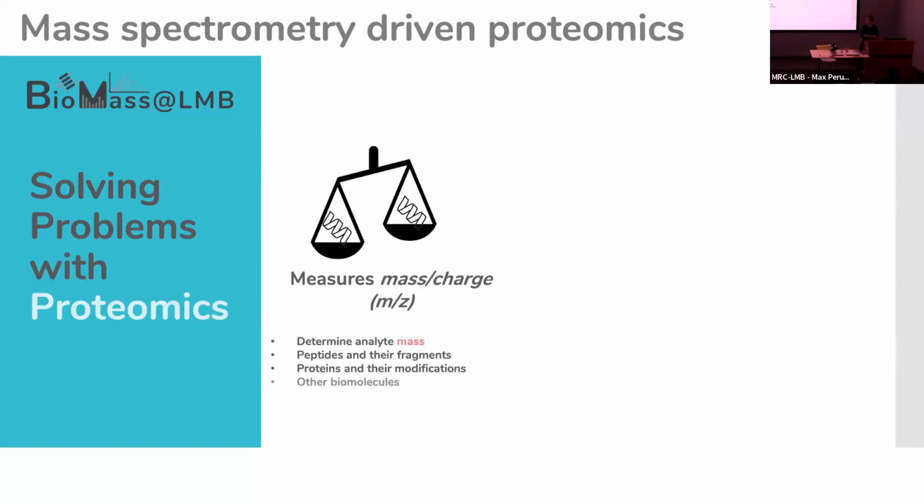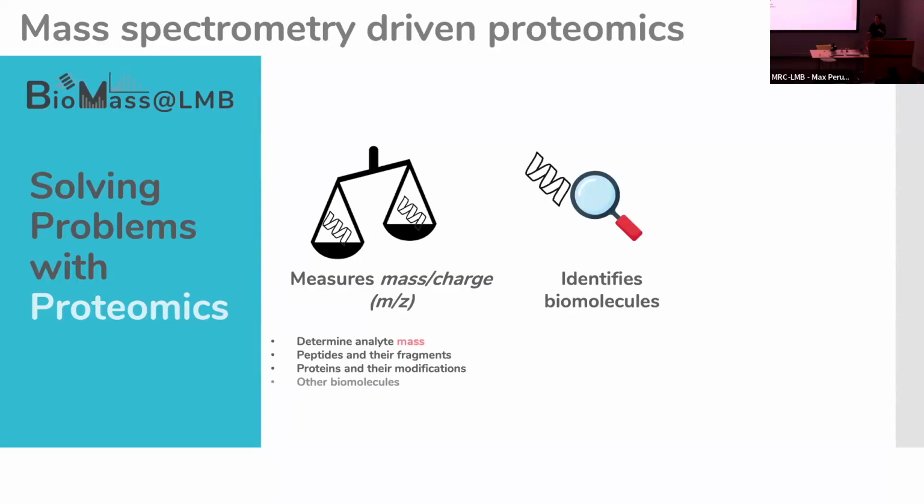So mass spectrometry measures mass to charge, not just mass. What we do is basically we look at the isotopic distribution of our analytes and determine the charge. And once we know that, it's a very simple calculation to understand the mass of your analyte. We do this frequently because we mostly work in proteomics downstairs in the mass spectrometry facility. We determine the mass of the peptides. We determine the mass of the fragmentation of the peptides. We can determine the mass of intact proteins with or without their modifications. And we can, in some cases, do work with other biomolecules.